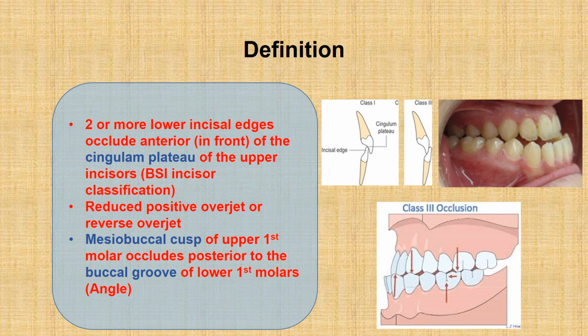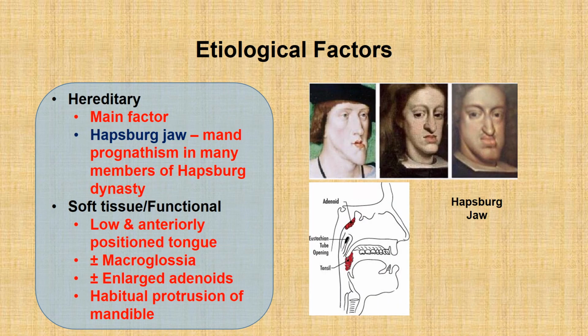Now, the molar class 3 relationship is when the mesiobuccal cusp of the upper first molar occludes posterior to the buccal groove of the lower first molars, and this is according to Engel's definition.